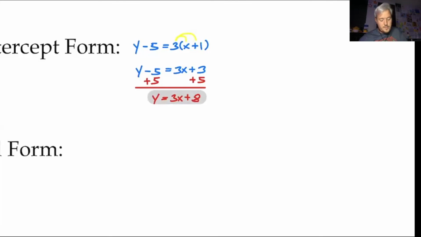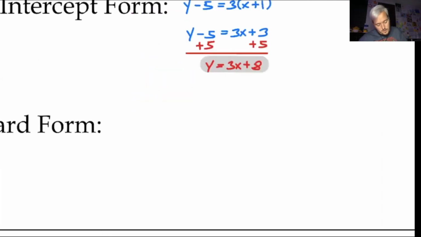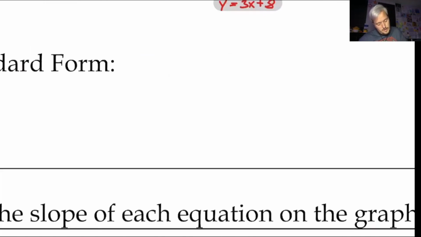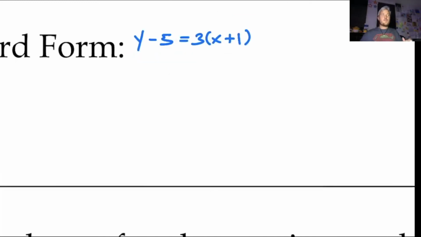All right, so now I want standard form. So I'm going to take the exact same equation from point-slope form. Now I want to convert this. Notice how we're starting with point-slope form for both of these equations. Point-slope form is going to be one of your best starting points. All right, so I'm going to do the same step as before. I'm going to distribute. So 3x plus 3.